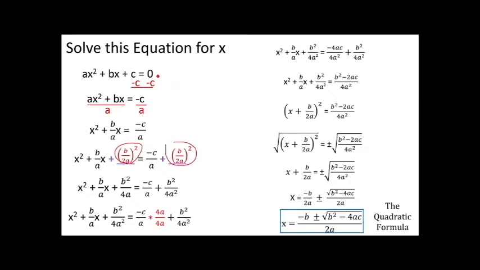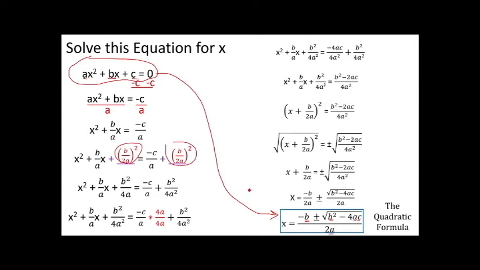It's important for you to understand that this formula is just the standard form of a quadratic equation rearranged using all variables. The reason we do it with all variables is because this is going to work now no matter what number is in the B or the A or the C position. Does that make sense? Okay.